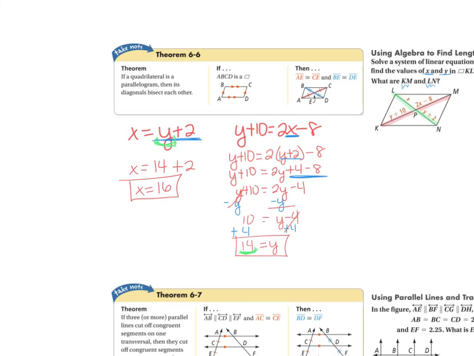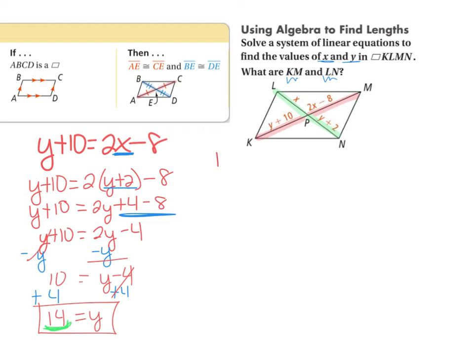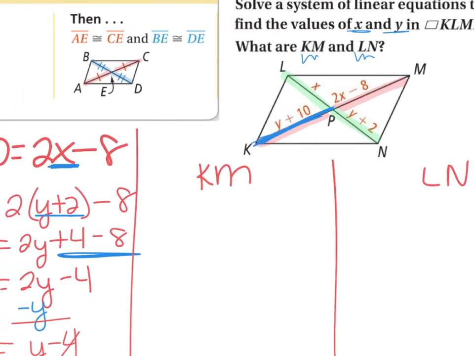Okay, so now we got x and y, and now they wanted us to solve what KM and LN are. So I'm going to draw some little lines here. So KM is the whole way across. There's a few different ways you could look at it. This is what I'm going to do. I'm going to find out what this piece is from here to here. Actually, let's do it in blue. So from here to here, I'm going to find out what that is, and then I'm going to double it because the other side is congruent.